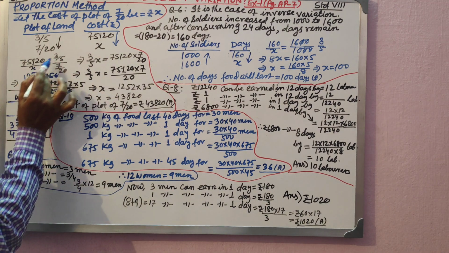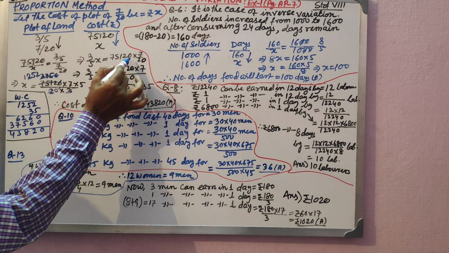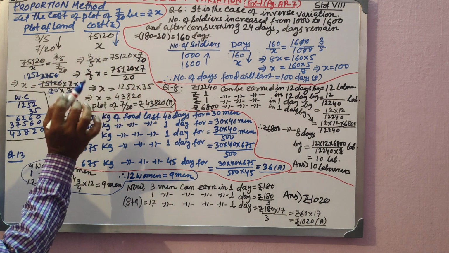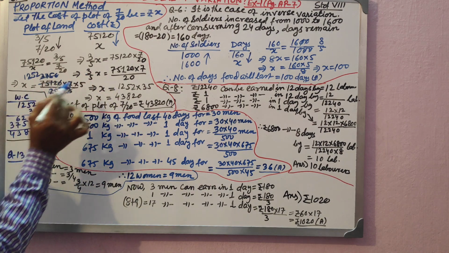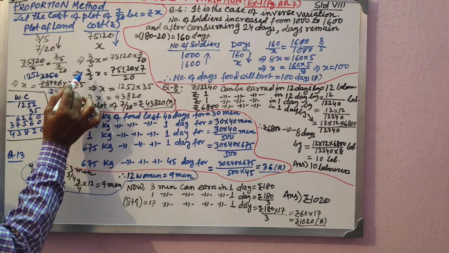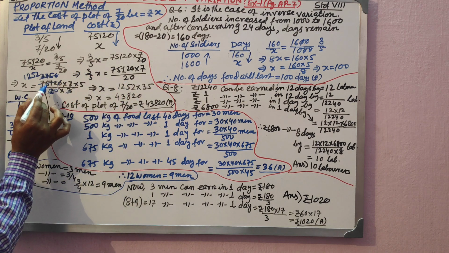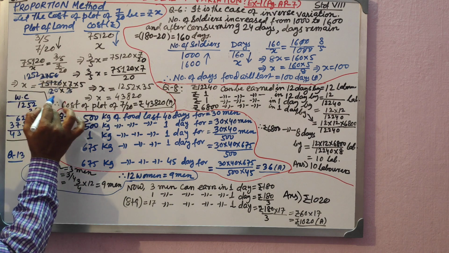Now you go for the cross multiplication. 3 by 5 x is equal to 75,120 into 7 by 20. Then x will be what? 5 will be the cross product you find out, and 3 will be multiplied with 3. Then you have got 75,120 into 7 into 5 divided by 20 into 3.